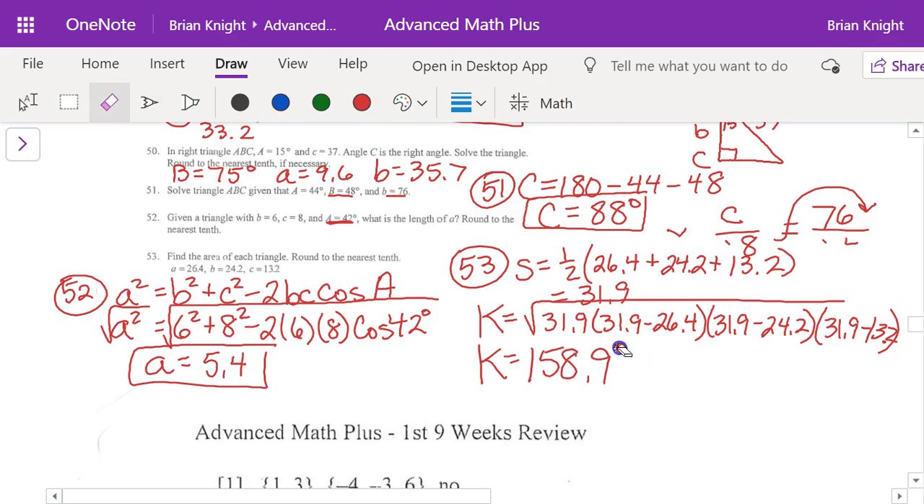And I don't even know why I put degrees. It's been a long review. All right. It is units squared, or square units, but it's area. All right.